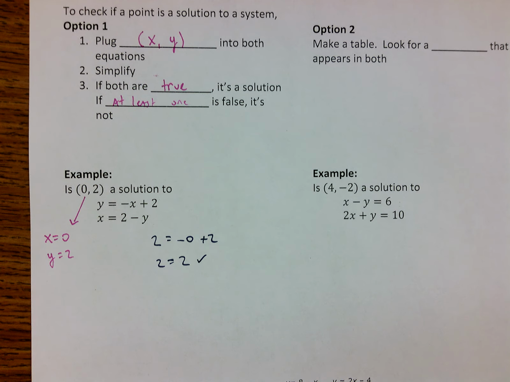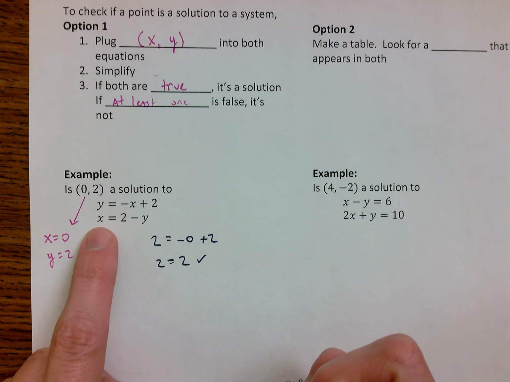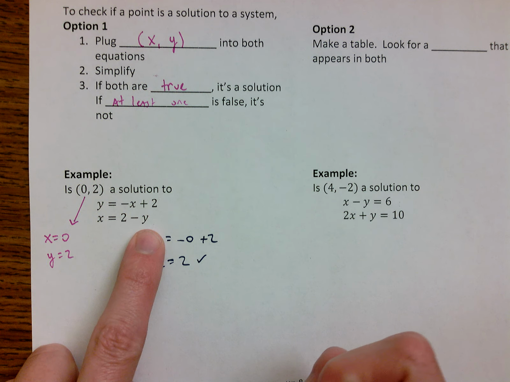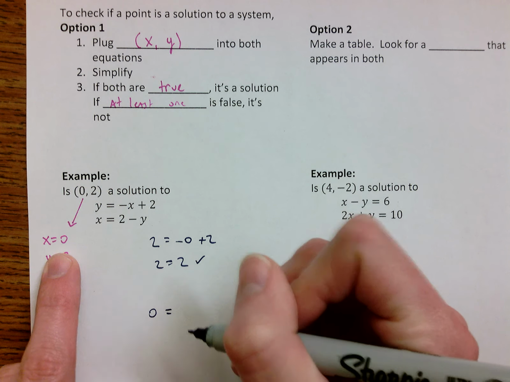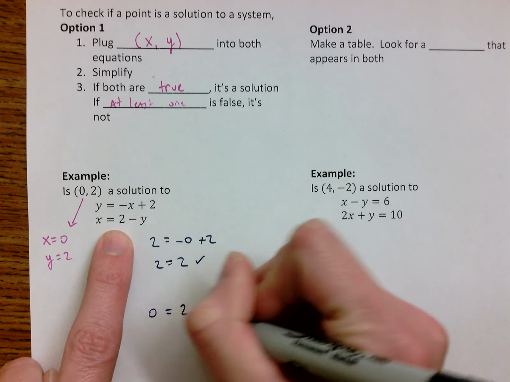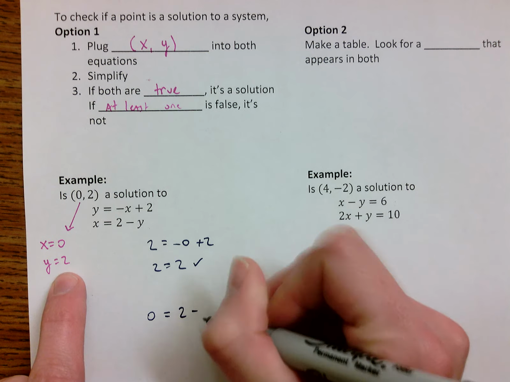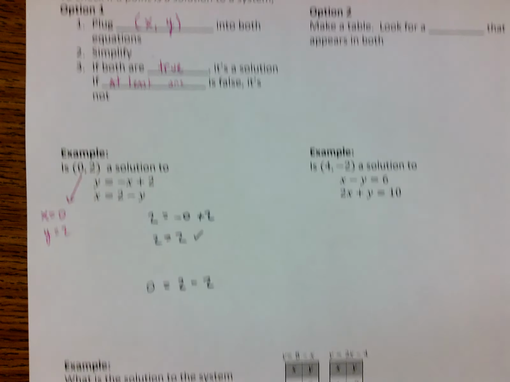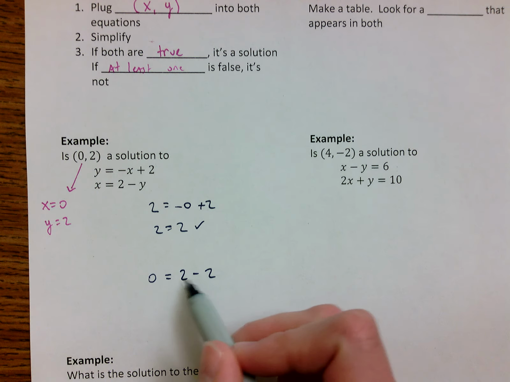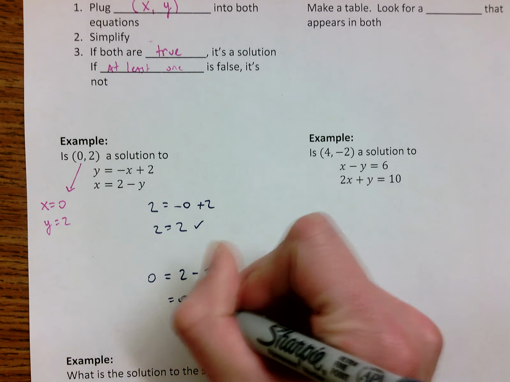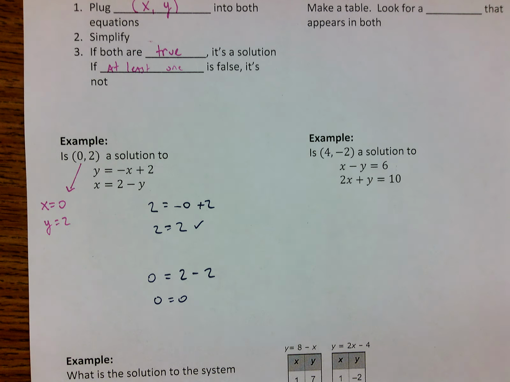Okay, now we're going to do it with the other equation. The second equation says x equals 2 minus y. So x, that's 0. So 0 equals, and then it says 2 minus the y coordinate. Well, the y coordinate's 2. Okay, so we're just going to simplify. That just means add or subtract or multiply whatever's there, okay? You don't have to worry about inverse operations or doing stuff to both sides. We're just going to straight up simplify. 2 minus 2 is 0. So we ended up with 0 equals 0. Does 0 equal 0? Yeah, it does.